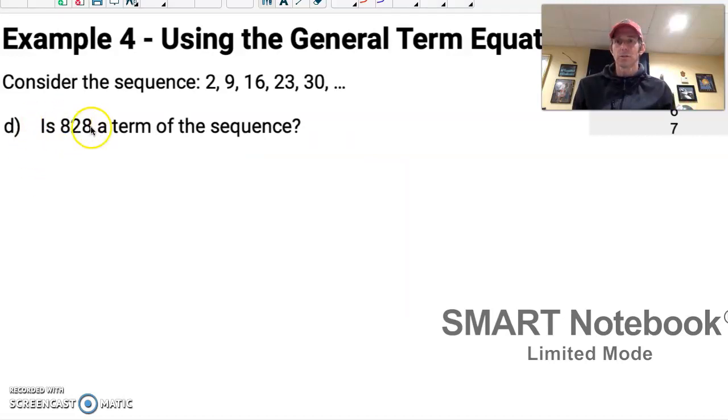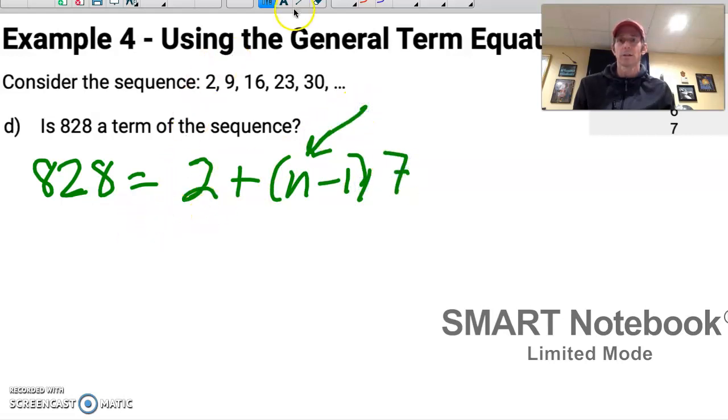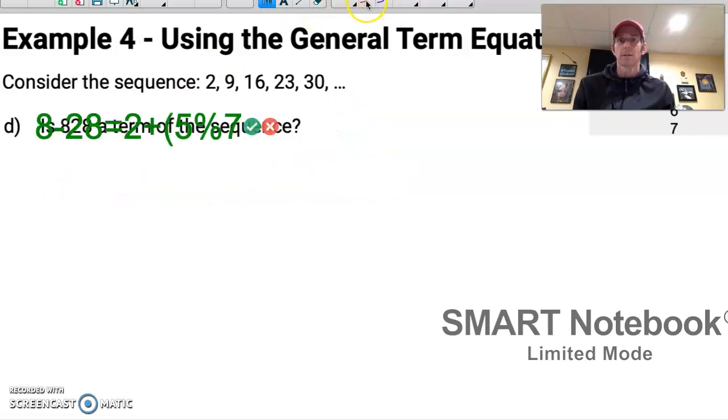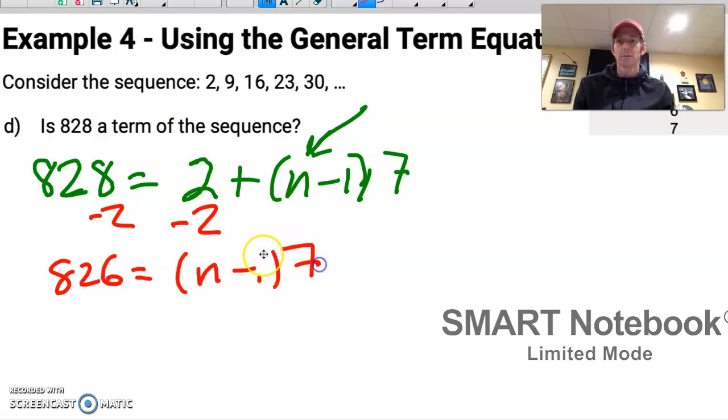Last question is, is this a term of the sequence? So this is where I would set 828, that's the term I'm trying to find, equal to the first term plus n minus 1 times 7. And I'm going to solve for n. So first thing I need to do, and I can tell already that this might run out. That's okay. If it does, I'll just start it on the next one. I would subtract 2 from both sides, and I would get 826 equals n minus 1 times 7.